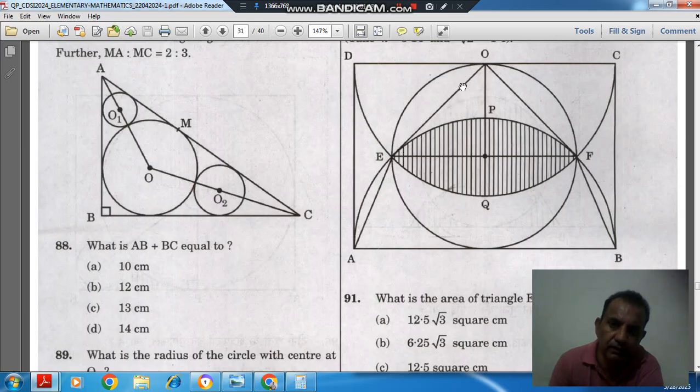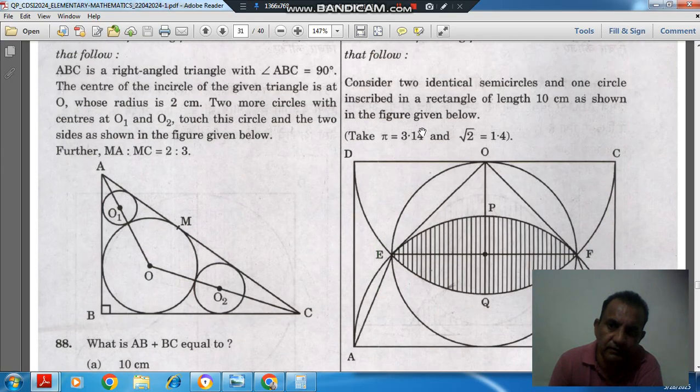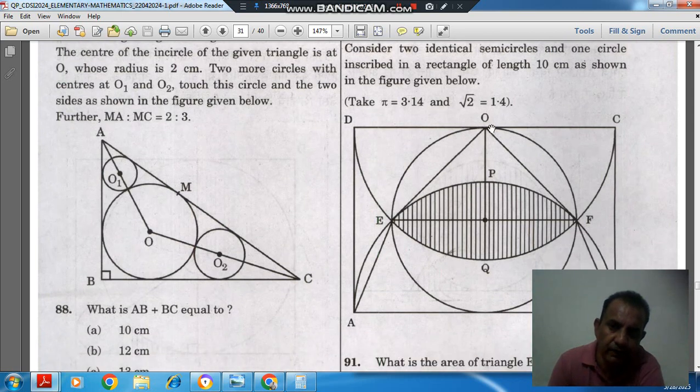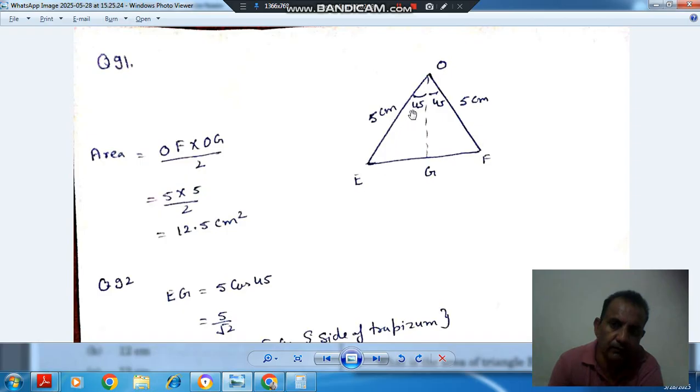So first question is what is the area of triangle EOF? So this is triangle EOF. As the length of rectangle is given as 10 centimeter, so this length is 10 centimeter. And a semicircle is drawn and OE is the radius of the semicircle. So radius of semicircle is length of rectangle by 2, that is 5. So OE is your 5 and OF is also your 5.